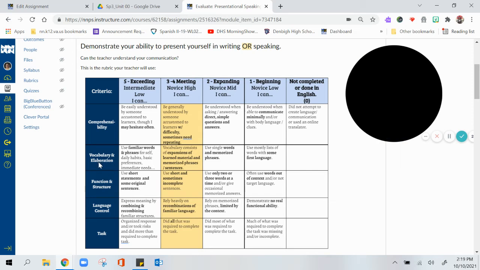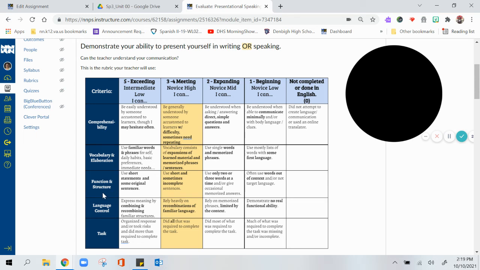For vocabulary and elaboration, to exceed expectations, you would use familiar words and phrases for yourself, daily habits, basic preferences, immediate needs. For meeting the expectations, your vocabulary would be expansions of learned material and memorized phrases and sentences. So for exceeding, you're going above and beyond. For meeting, you've been focused on what we've been doing in class.